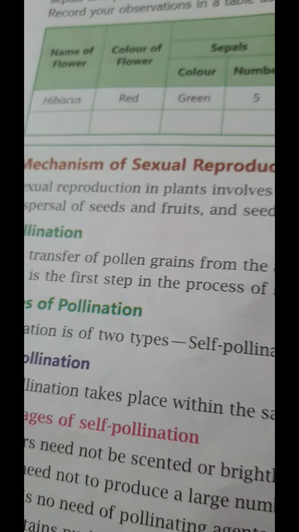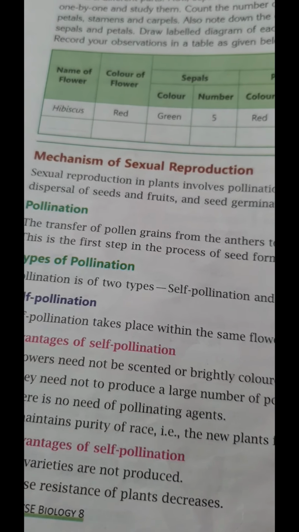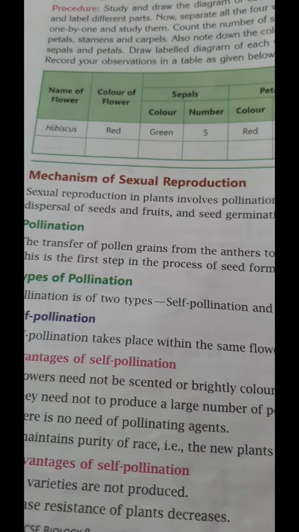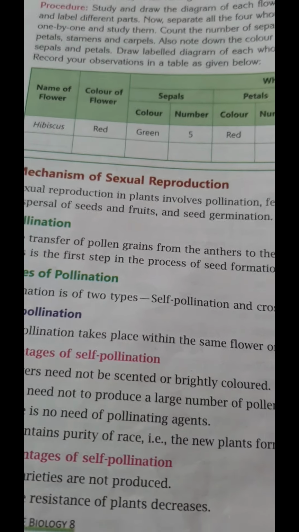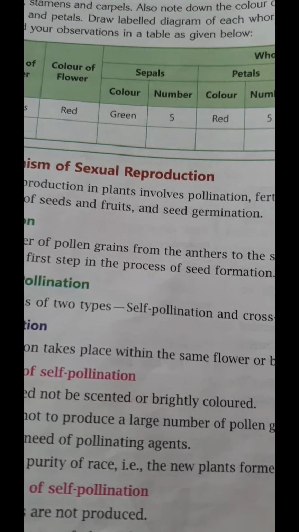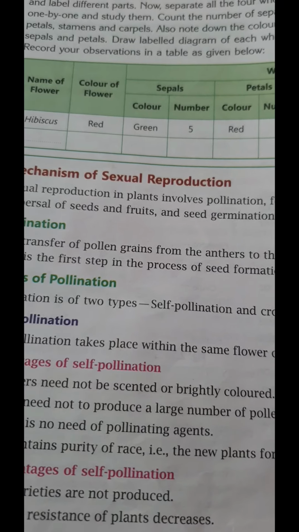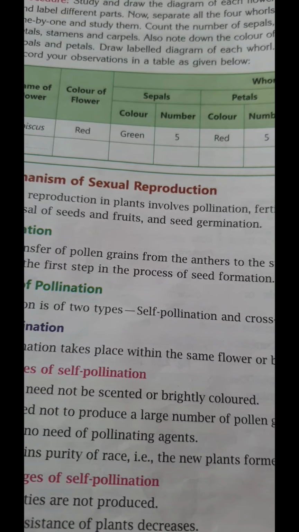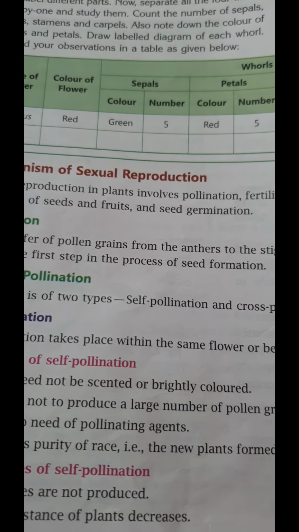Now, what is pollination? Pollination is an ecological process carried out by all flowering plants. Ecological means through the ecosystem, through nature. And it is carried out by all flowering plants.